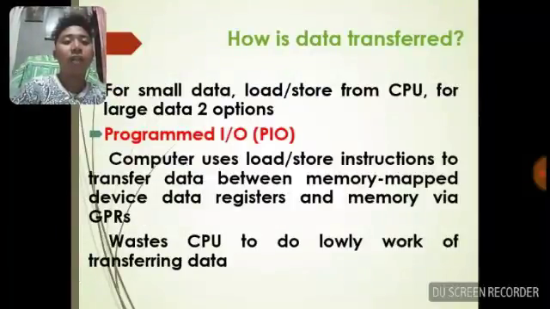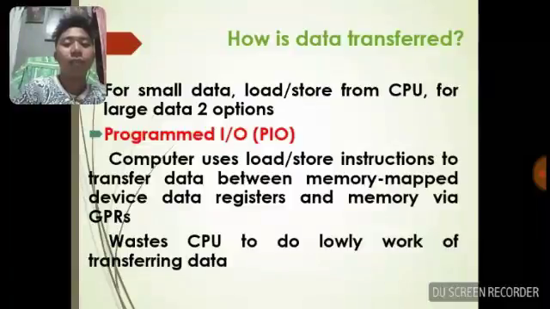For small data, load and store from CPU. For large data, two options. Programmed input-output or PIO. The computer uses load and store instructions to transfer data between memory-mapped device data register and memory via GPRs. This requires the CPU to do the lowly work of transferring data.